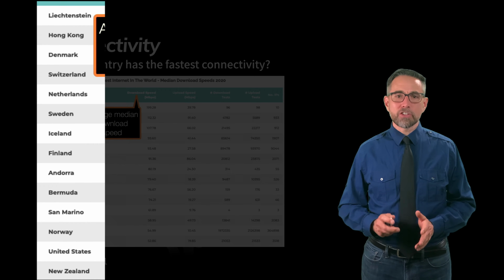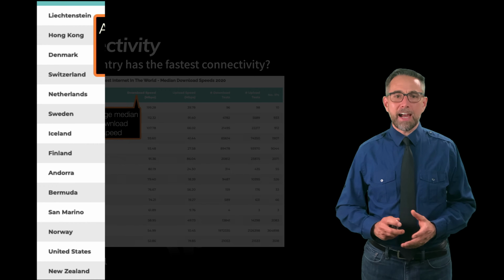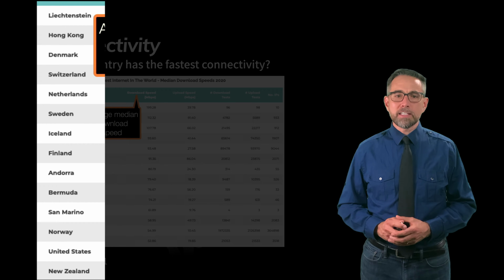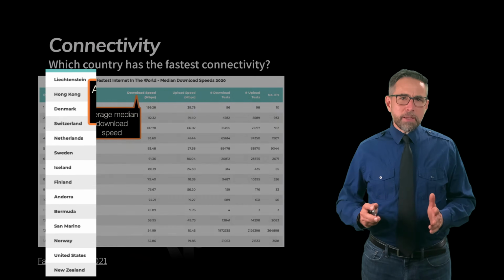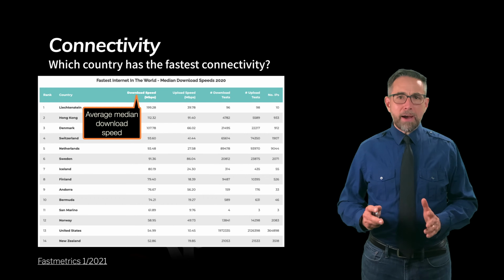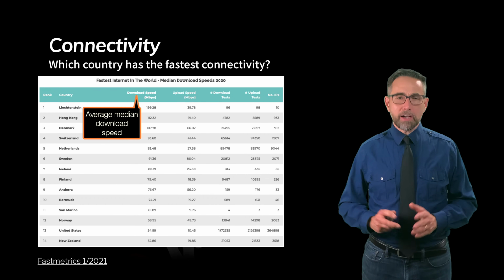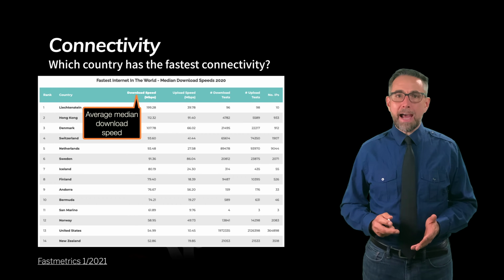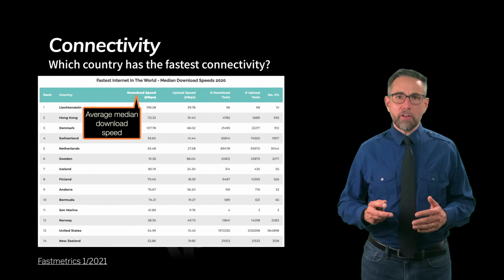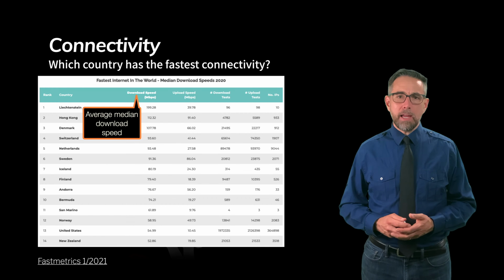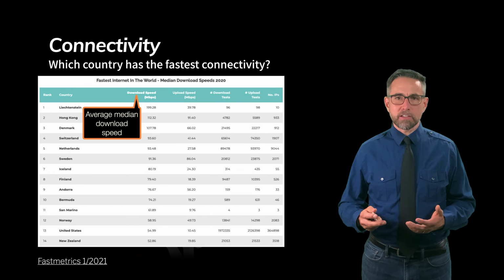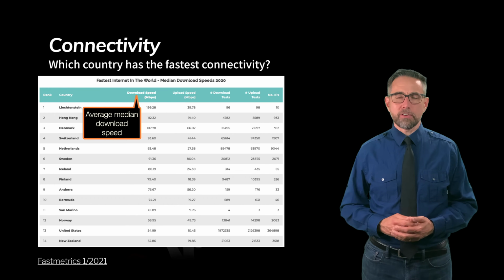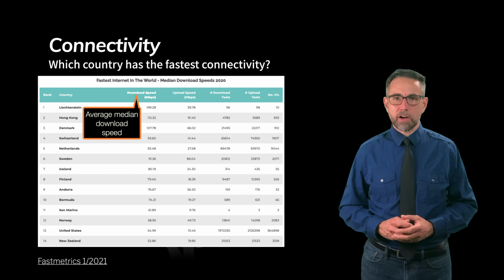Kong, Denmark, Switzerland, the Netherlands, Sweden, Iceland, etc., all the way down. See, the United States comes in at 13. You have to be a little bit skeptical about data like this, about mobile connectivity, about connectivity in general, and connectivity speed, because it's really heavily biased by how the data is being collected, when the data is being collected, and whether it's an opt-in kind of situation where people are opting in to measure their data speeds, or whether it's being done through the infrastructure.